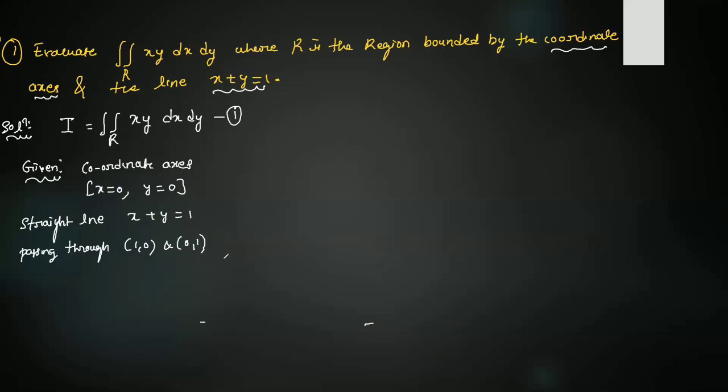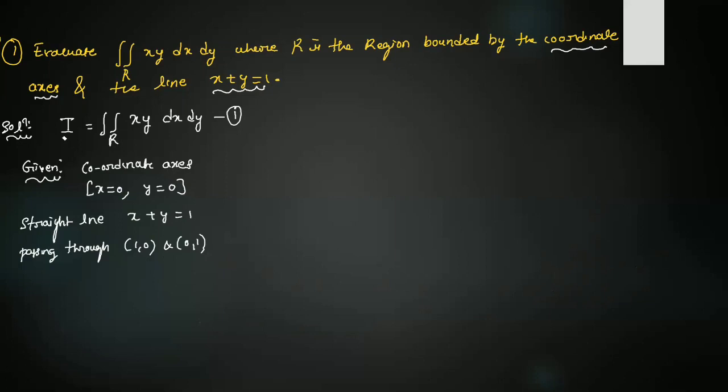It is in the form of x by a plus y by b is equal to 1, where a and b are 1, 1. That's why I've written it as passing through 1, 0 and 0, 1. Okay, I hope all of you understood these two things.